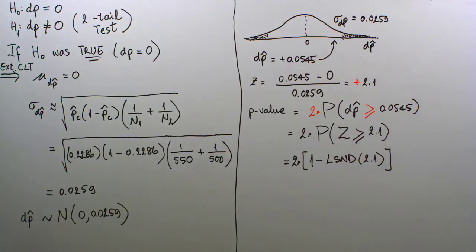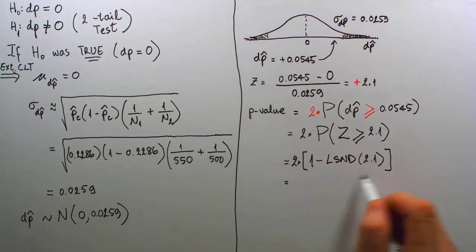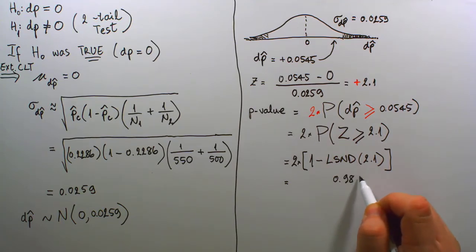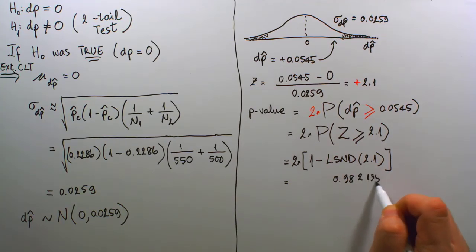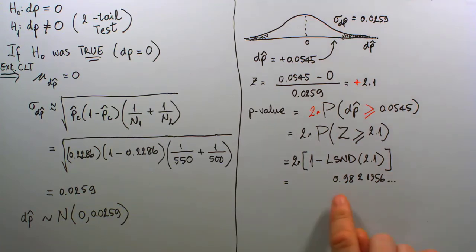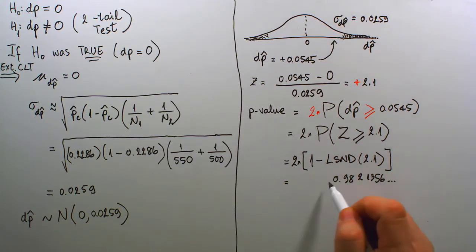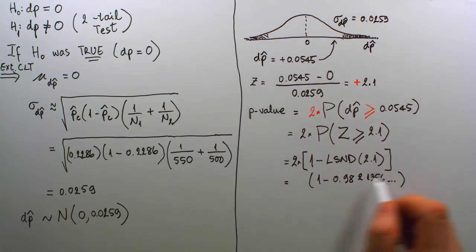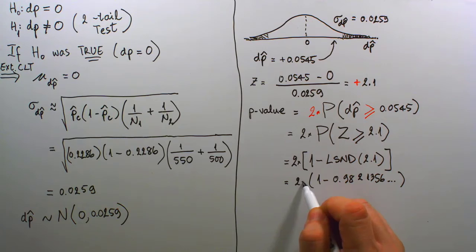So then in that way, back into the problem we're currently having here, we must subtract the answer from the LSND program, 0.98-1356. Notice that I have not rounded this value yet because it's not my final answer. And this answer here, I am going to subtract that from 1. Then the overall value is going to be multiplied by 2.